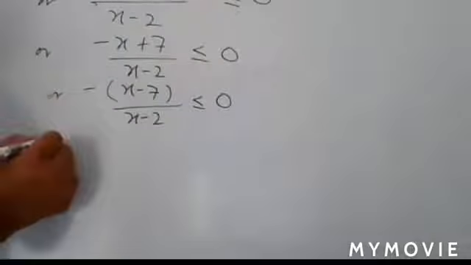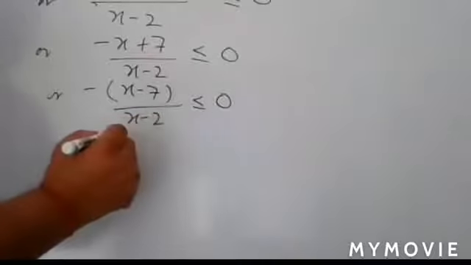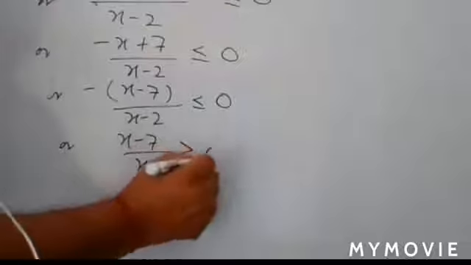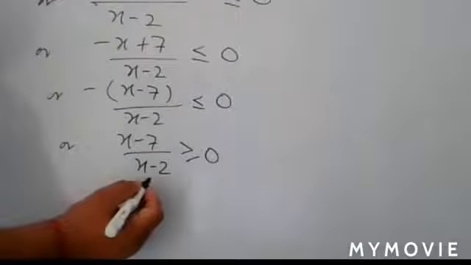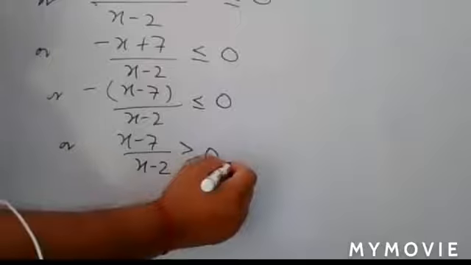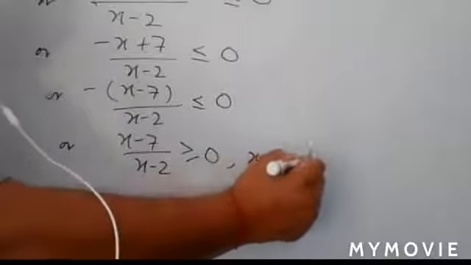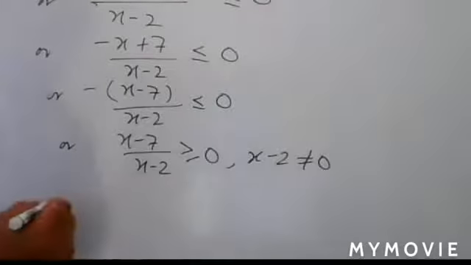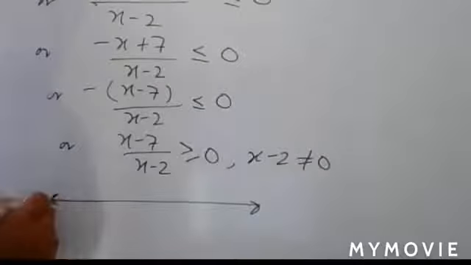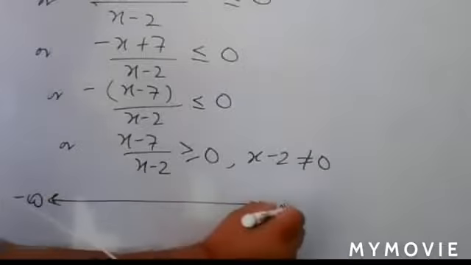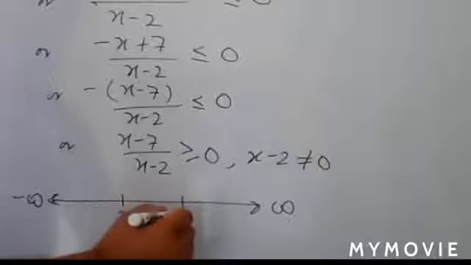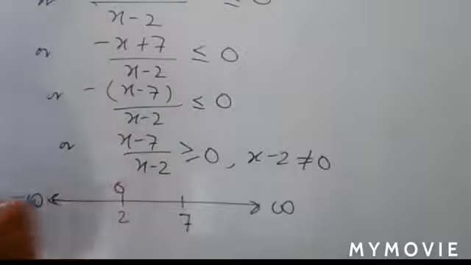If you remove the negative sign, the inequality also changes: (x - 7)/(x - 2) greater than or equal to 0. But x - 2 is not equal to 0, or you can say x is not equal to 2. Now if you draw your number line, here you have minus infinity and infinity. Here you have 2, and here you have 7. But 2 is not taken.